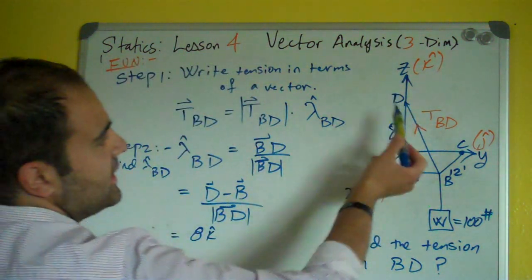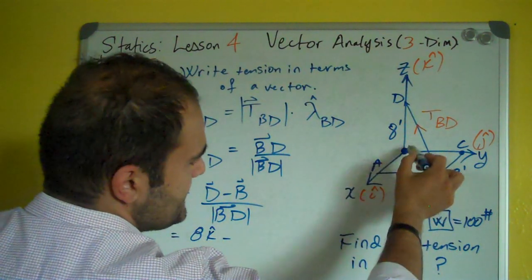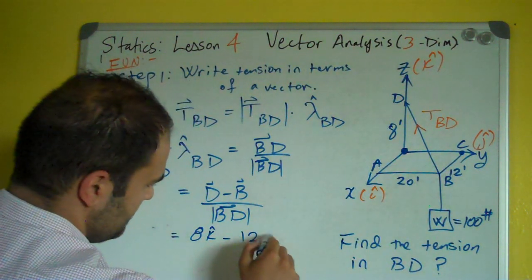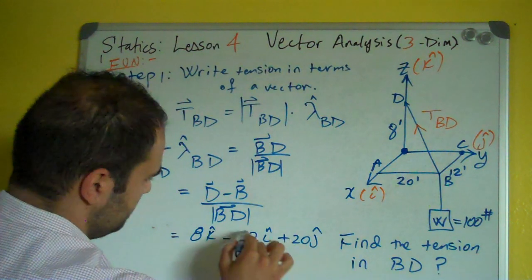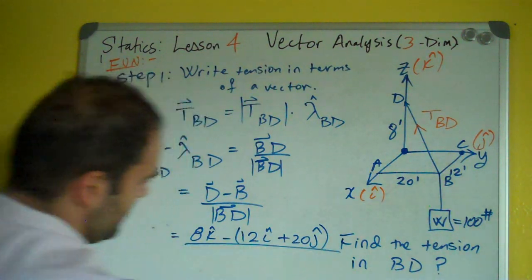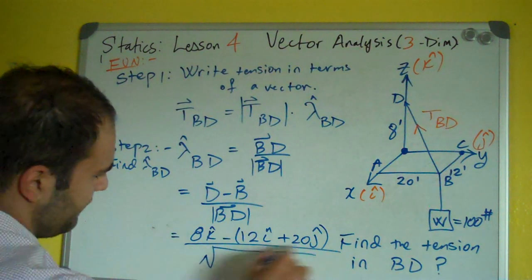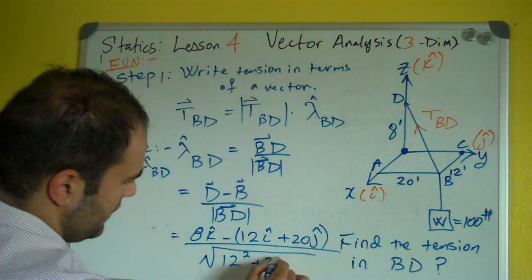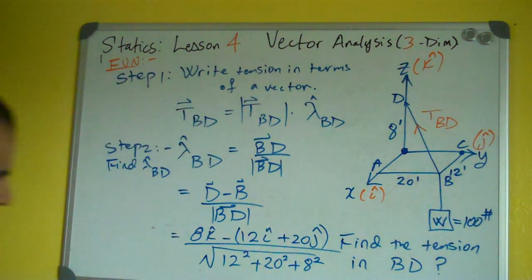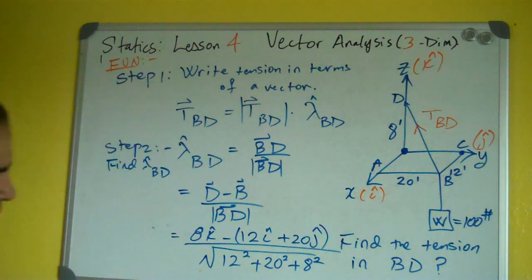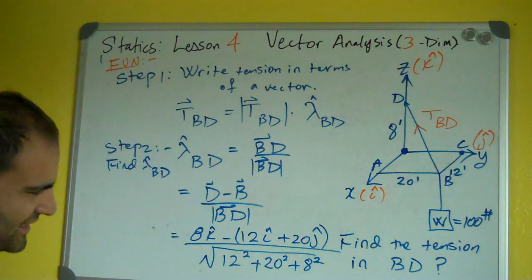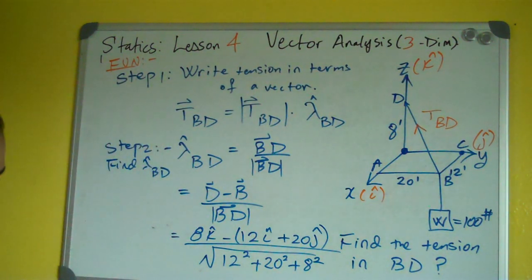So 8 in the K hat minus B, which is 12 in the X, 20 in the Y, over the magnitude of this, so root of 12 squared, 20 squared, 8 squared. 12 squared is 144, 20 squared is 400, 8 squared is 64. So adding those all up, I think it's going to be what? 144, 64, that's 608, something like that. Let's see what is the answer.